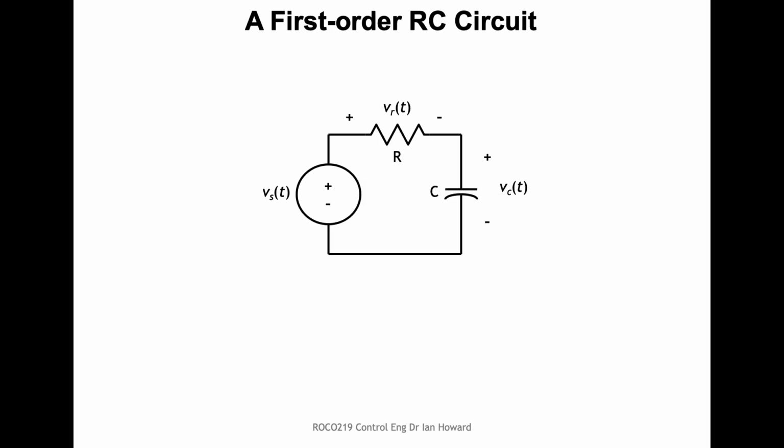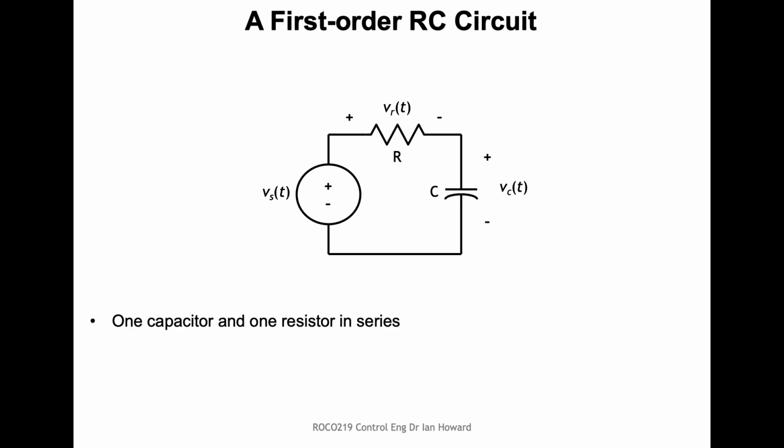Let's think about a simple first order circuit. I say first order because what it means is the system is going to be represented by a first order differential equation. Here we just have a voltage source, and it's driving current through a resistor and a capacitor. So we've got a resistor here and a capacitor here.